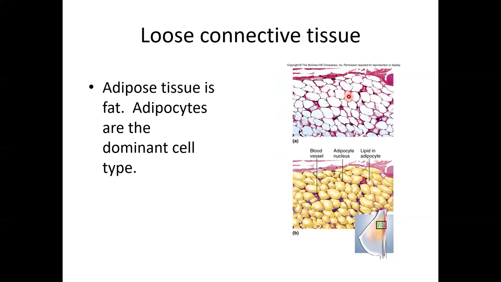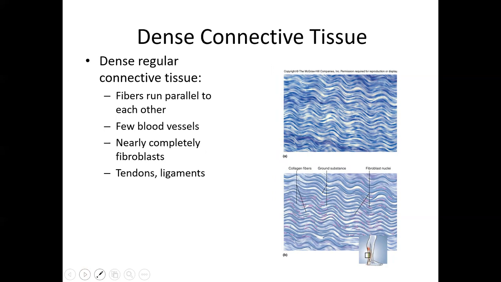Dense connective tissue is different. In dense connective tissue, most of the space is taken up by fibers. And there are two types of dense connective tissue. In dense regular connective tissue, the fibers run parallel to each other. There's not a lot of room for blood vessels here. This is what tendons and ligaments are made out of.